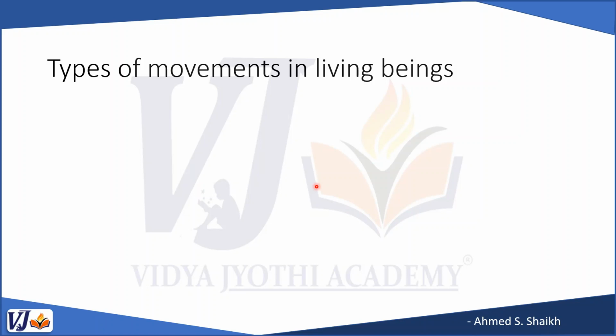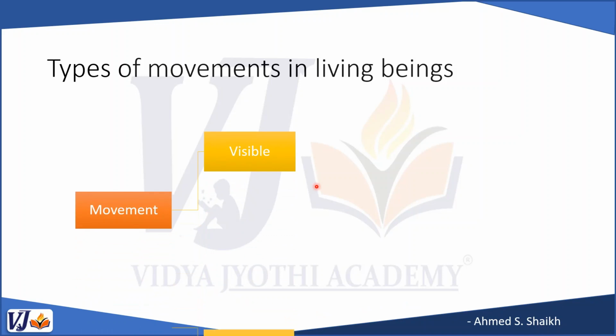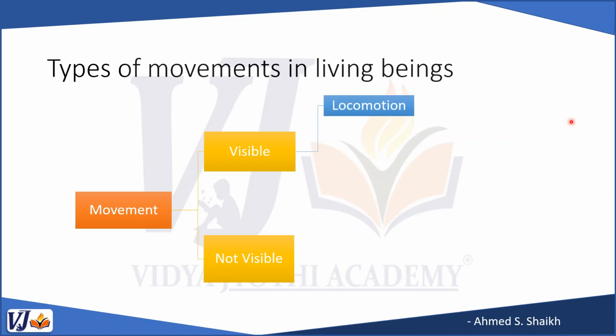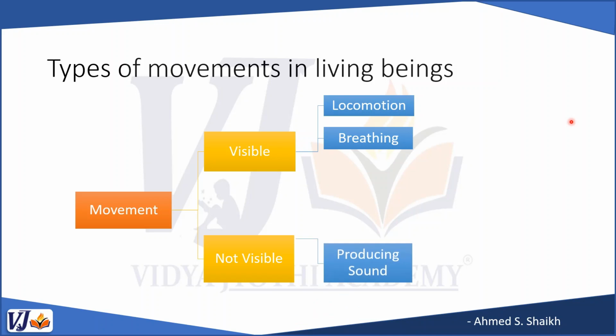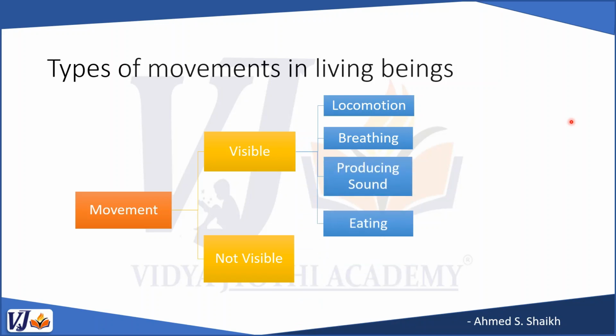So we'll understand different kinds of movements exhibited by living organisms. We can say that movement can be broadly classified into two categories, that is, visible and not visible. Movement which falls under the visible category is locomotion. Locomotion is nothing but an act of moving from one place to another. Breathing is an act of taking air inside the body and releasing it out. Producing sound and eating are a few visible actions or movements that are exhibited by living beings.